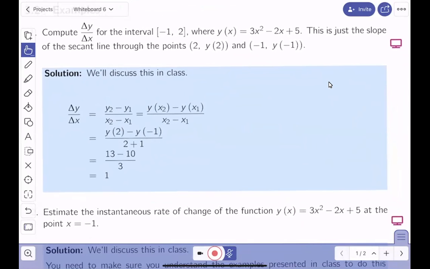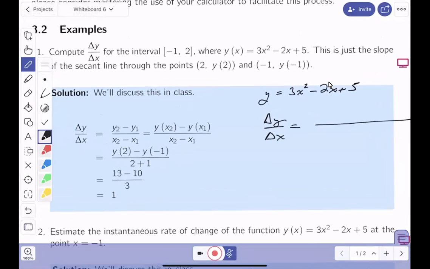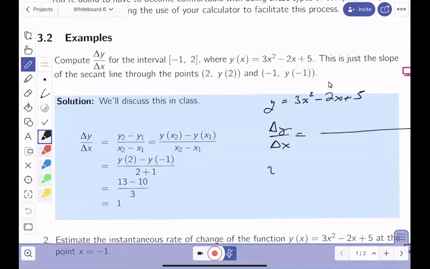So what's y? And I'm reading this. Y is a function of x, and that function is 3x squared minus 2x plus 5. So I want to tell you what delta y is. Delta y over delta x, and we'll compute these separately, by the way. I want to point out the interval, they tell me the x's are going to be in the interval from -1 to 2.